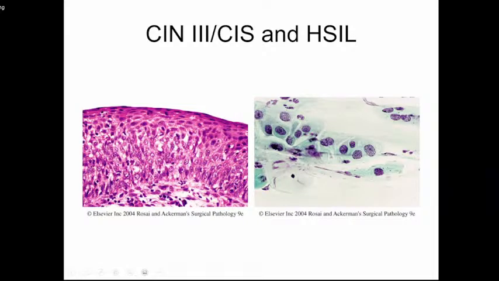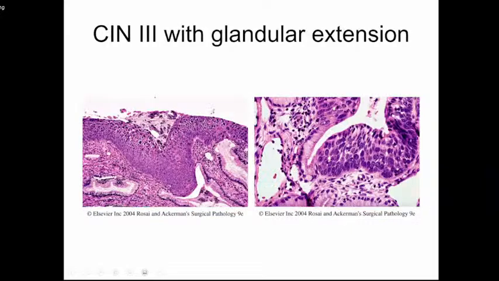And a CIN lesion with glandular extension. So the lesion involves the full thickness of the epithelium and dips into the glandular crypts. Okay, so that's how we recognize a glandular extension. This is important because of treatment. You don't want to leave a lesion that has involved the glandular crypts behind, and therefore when we see it, we report it. The clinician always wants to know whether there is glandular crypt extension.